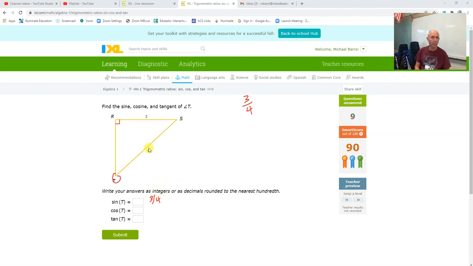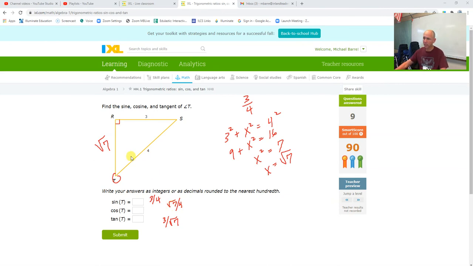I've got to use Pythagorean theorem here. 3 squared plus the unknown squared equals 4 squared. So 9 plus that equals 16. X squared equals, what's that, 7? X equals the square root of 7. Pythagorean theorem. Cosine of t is adjacent over hypotenuse, so square root of 7 over 4. And tangent is opposite over adjacent, so 3 over the square root of 7.